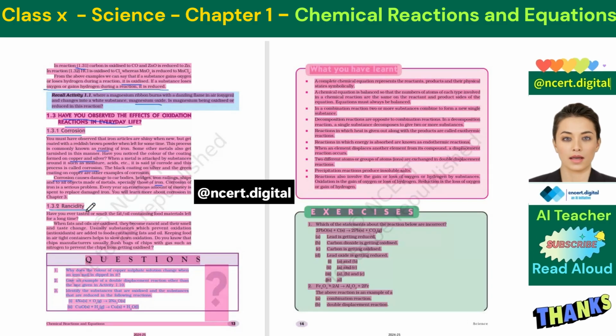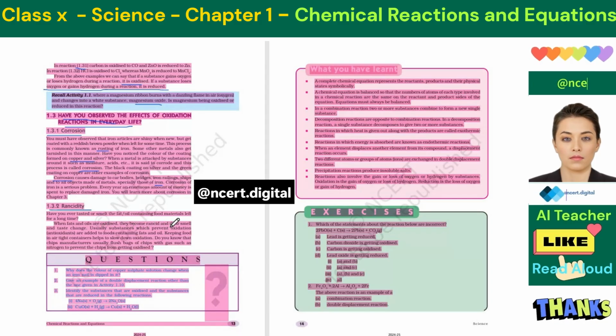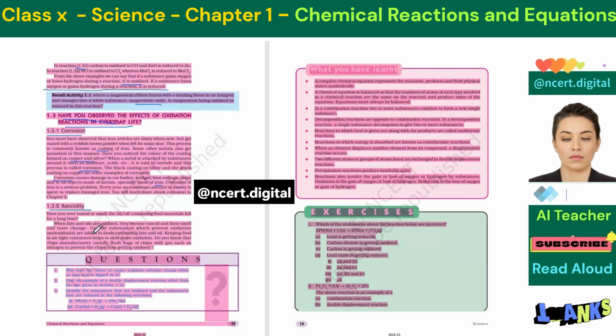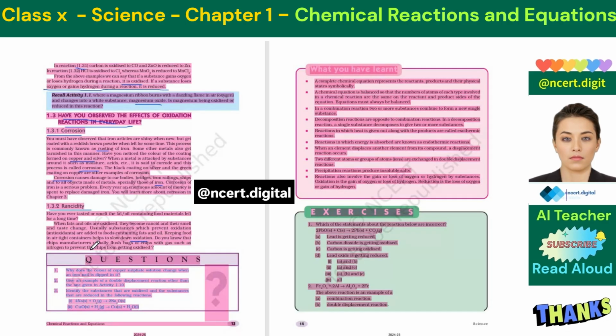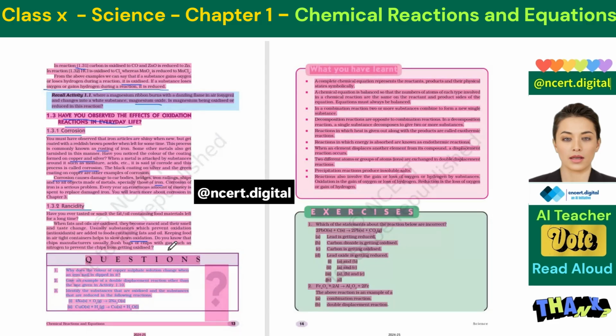1.3.2 Rancidity. Have you ever tasted or smelt the fat or oil containing food materials left for a long time? When fats and oils are oxidized, they become rancid and their smell and taste change. Usually substances which prevent oxidation, antioxidants, are added to foods containing fats and oil. Keeping food in airtight containers helps to slow down oxidation. Do you know that chips manufacturers usually flush bags of chips with a gas such as nitrogen to prevent the chips from getting oxidized?